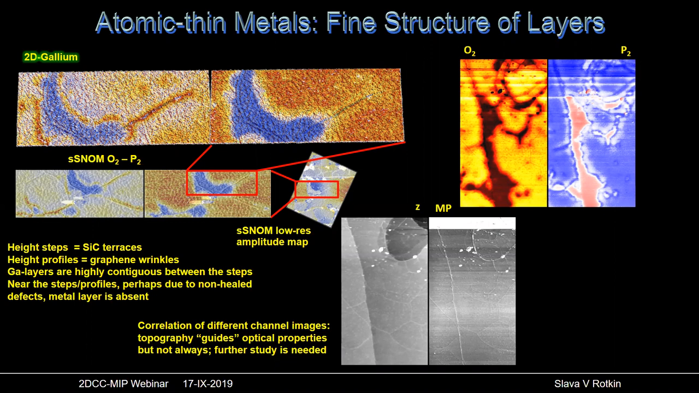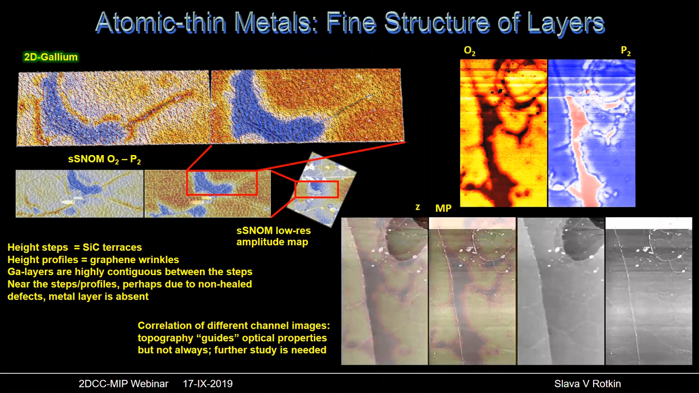Interestingly enough, if you overlay these images with the optical one, definitely the optical images do follow wrinkles and the terrace edges, but not always. And they do follow to some extent the Z profile, but again, not always. Obviously, the area with the brightest contrast corresponds to a deep pit in the silicon carbide, which means the number of layers of graphene that cover the 2D metal has something to do with the optical contrast, the optical amplitude of the sSNOM signal.